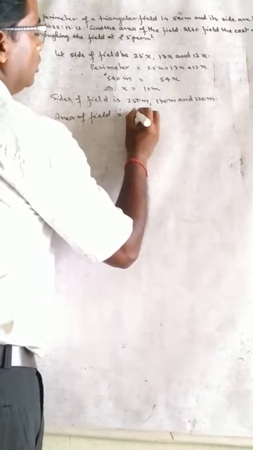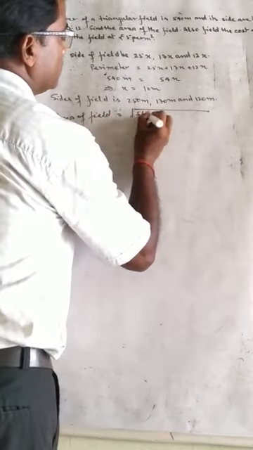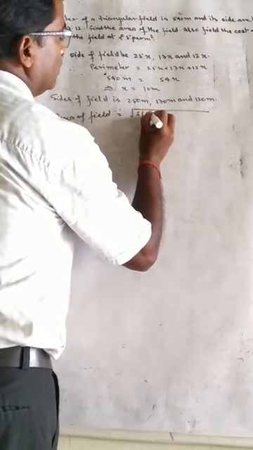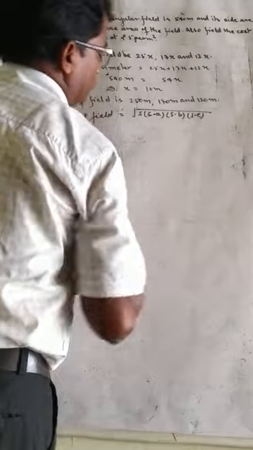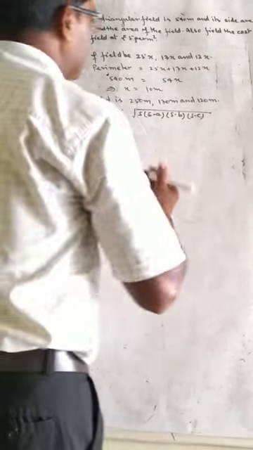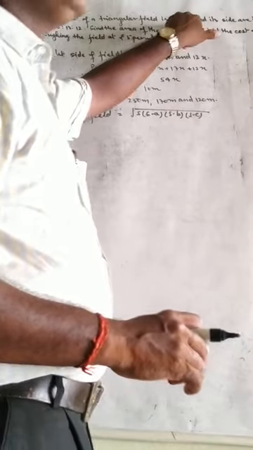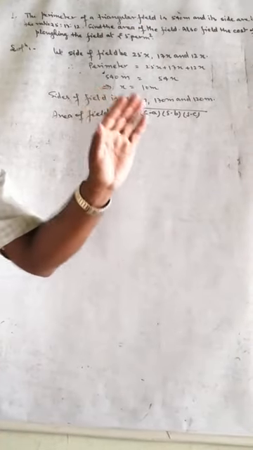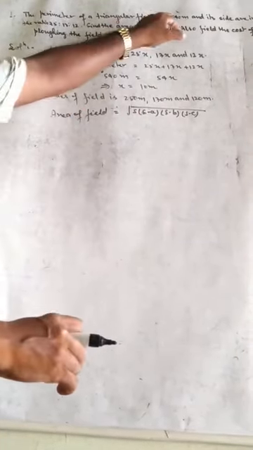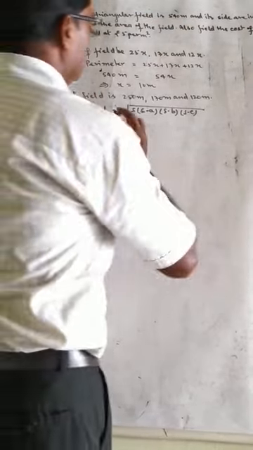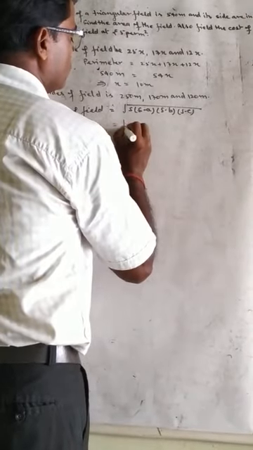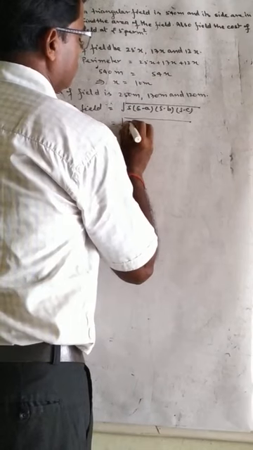Area of the field is equal to under root S into S minus a, S minus b and S minus c. What is the S value? It is just half of the perimeter. S is known as the semi-perimeter, means half of the perimeter. Then we get 270.